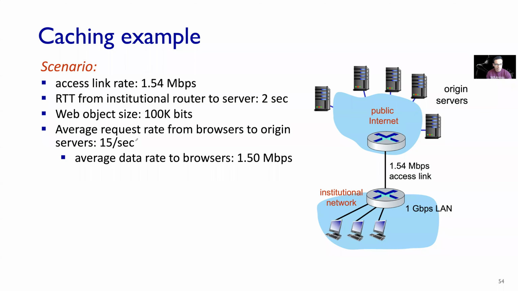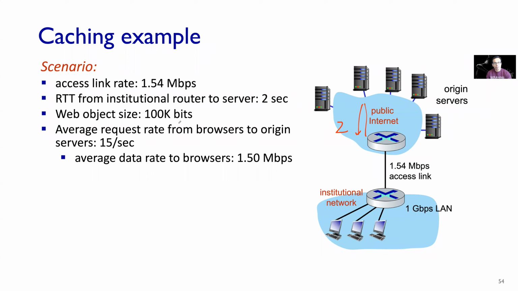And imagine we are using these numbers. The round trip time from the institutional router to the server is 2 seconds. So actually this should be this. So this delay is 2 seconds, right? So I'll fix this up. It's this router, not the institutional router. So the delay on the public internet is 2 seconds.